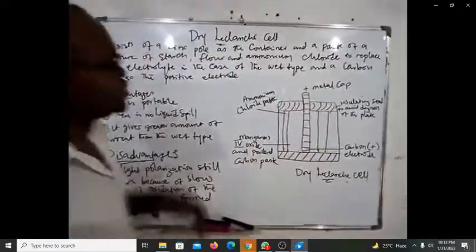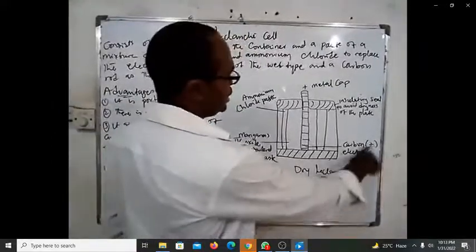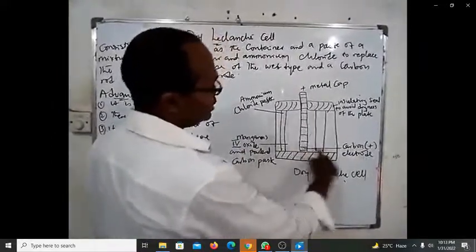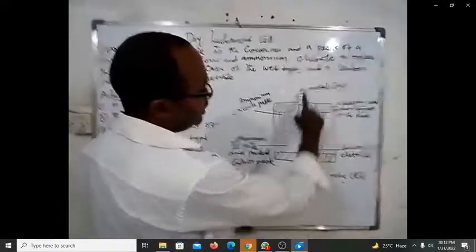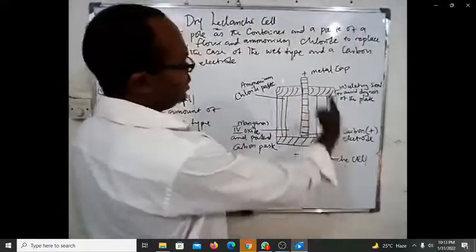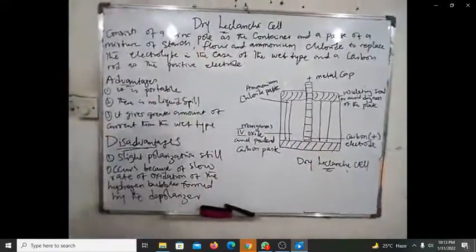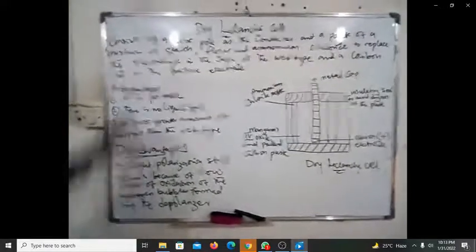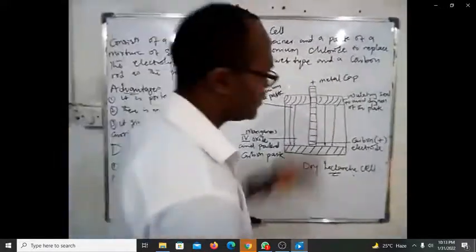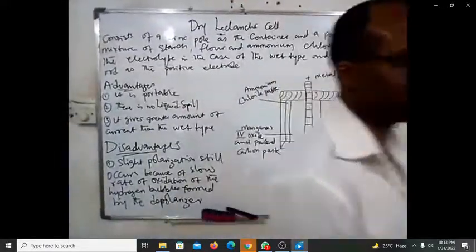And a carbon rod as the positive electrode. Can you see the carbon rod? It is the positive electrode. Whereas the zinc pole is the negative electrode. What are the advantages of this kind of battery?